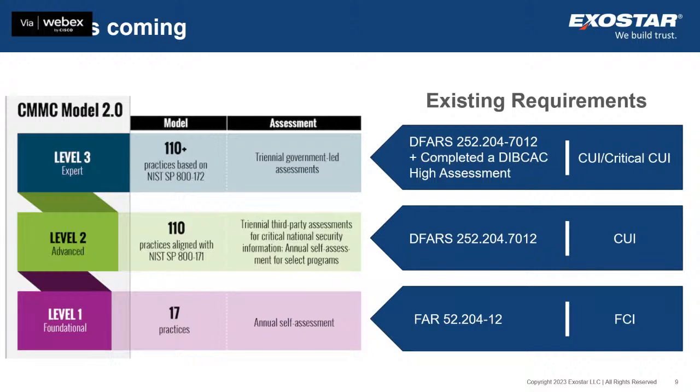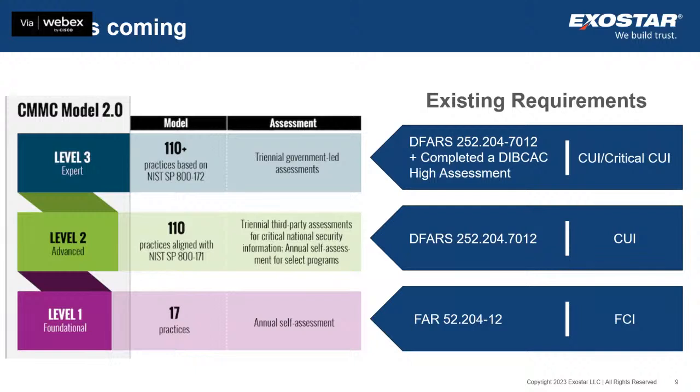If you've got controlled unclassified information, that's when you start to get into level 2. That's when you'll need to be compliant with the 110 controls that are part of NIST 800-171. You'll also need to do that annual self-assessment, and you'll need a triennial assessment from a third party. That's where these C3PAO organizations, certified third-party assessment organizations, come in, and you would engage with one of them to assess you and get your assessment completed by that third party.